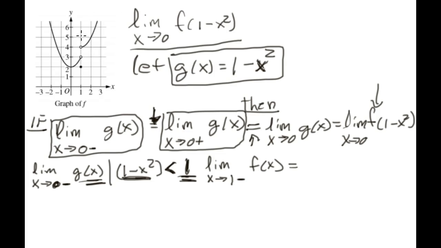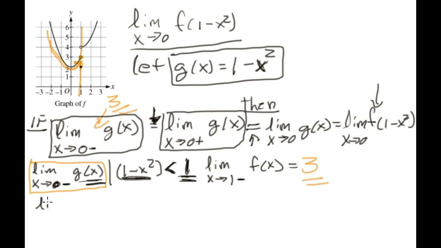So let's take a look at our graph. And if I look, here's 1. I am approaching 1 from below. If I'm approaching 1 from below, I am approaching 3. So this value is 3. Okay, so that argument gets me this, right? So we now have that this is equal to 3. Okay, so now we have to look at this piece.